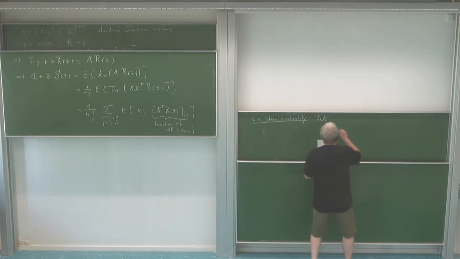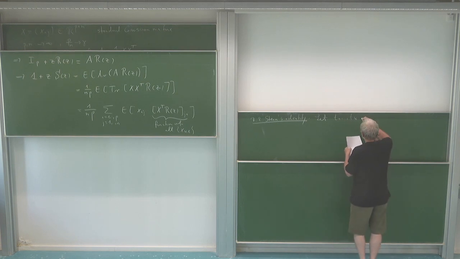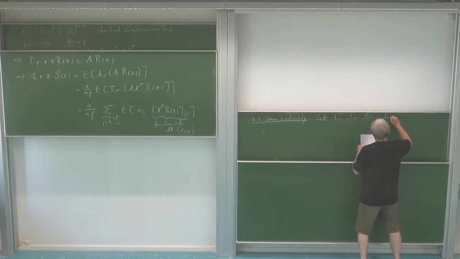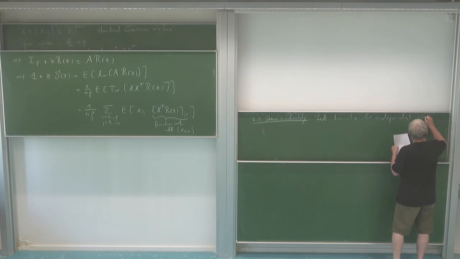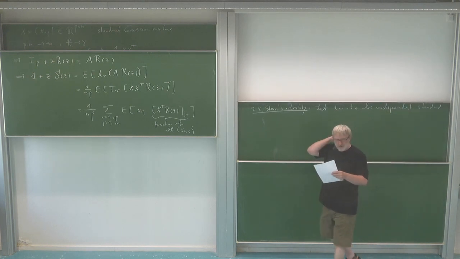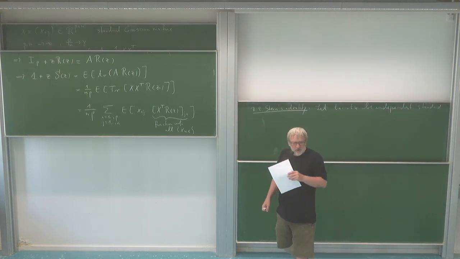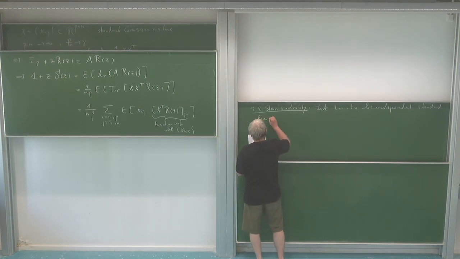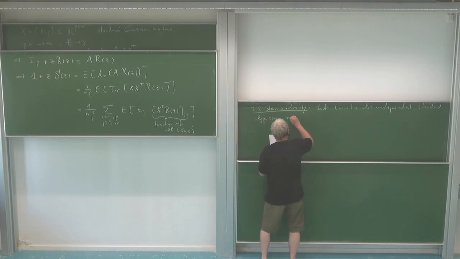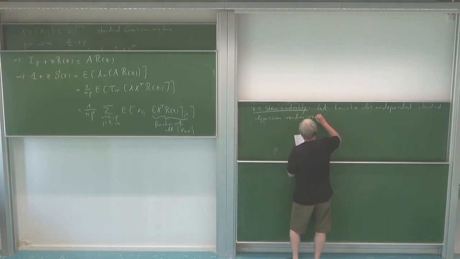So let me call the Gaussians, let's say, t1 up to tk. So this should be independent, let's say standard Gaussians. If they have a variance, of course I will have the variance showing up in the formula, but the xij's in our case are also standard. So let's stay with this, independent standard Gaussian random variables.